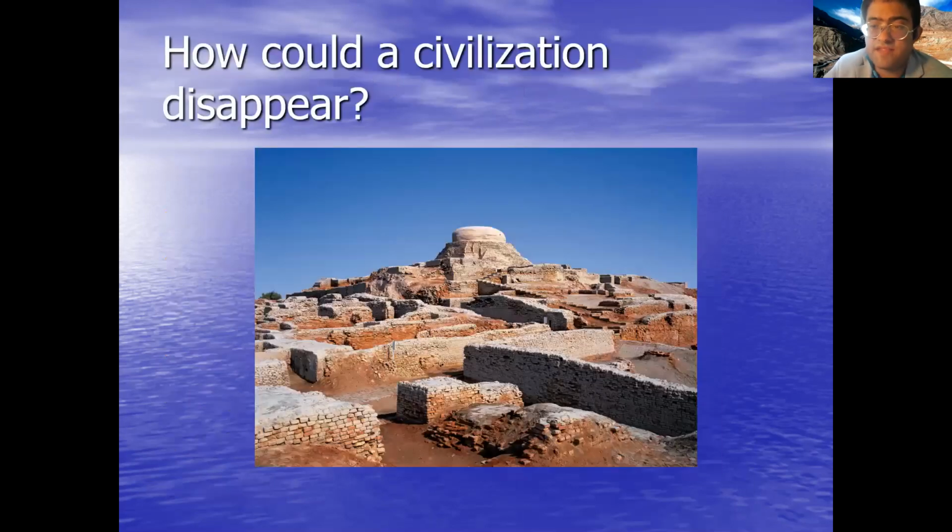All right, but now, so that's 2500 BCE to 1500 BCE, and the civilization goes poof and disappears. How and why would this civilization disappear? Well, for that, we're going to take a look at a short video.